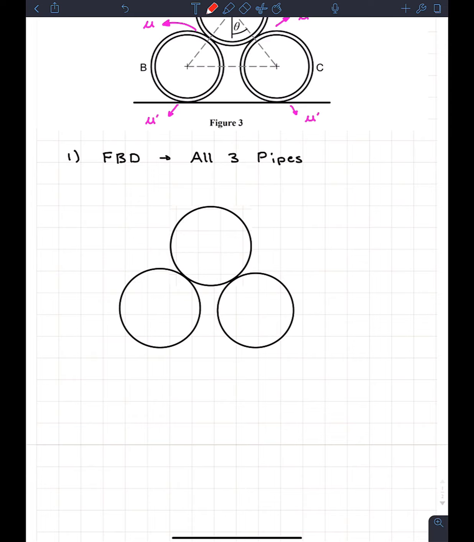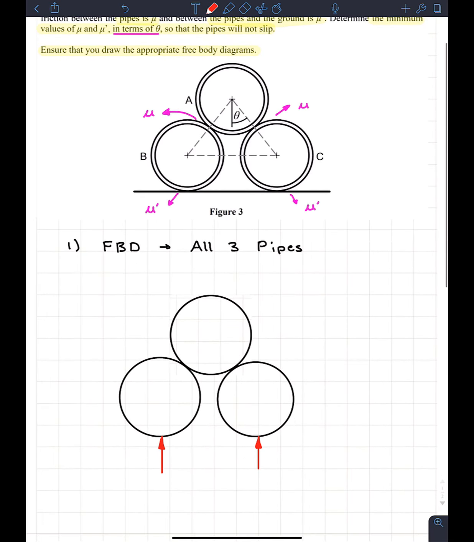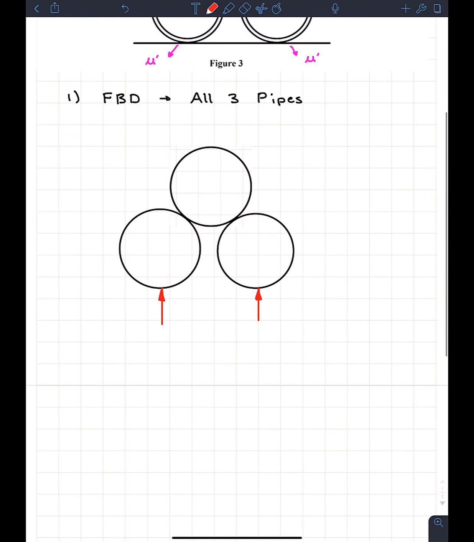So the first force, which everyone will know, is we're going to have a normal force. Between the ground and the pipe, there's going to be a normal force holding these pipes up. And it makes sense. These pipes aren't just going to fall through the floor. And it says that anything between the pipes and the ground is prime. So this is going to be N prime, and we have N prime.